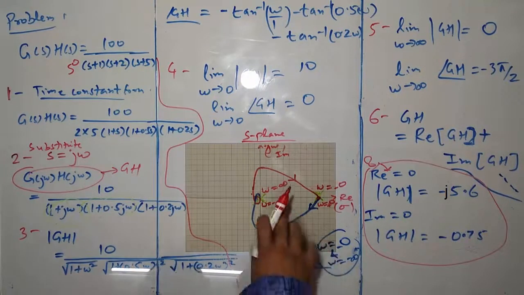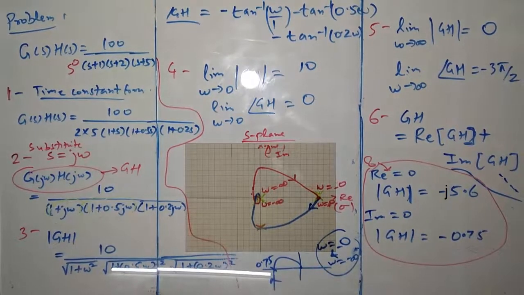So this is the Nyquist plot of the given function G(s)H(s) equal to 100 over (s plus 1)(s plus 2)(s plus 5). In the next class we'll try to understand the underlying concept of the Nyquist plot, what it is and how it is obtained.